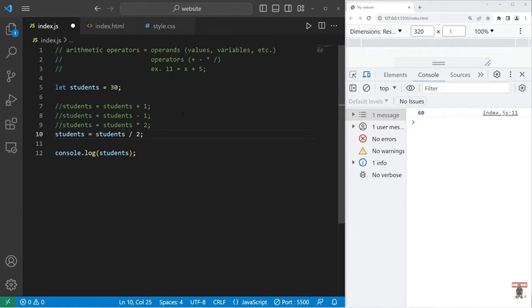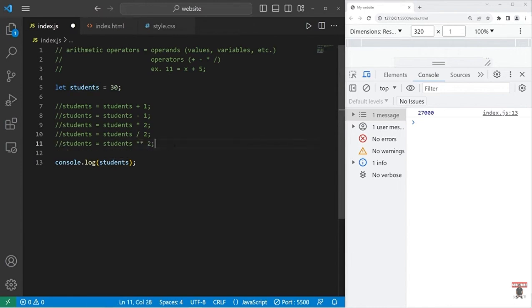Alright, then we have exponents. Exponents is represented by double asterisks. What is students to the power of 2? 900 students. That is a very large class. Maybe it's a lecture or something in a college. So students to the power of 3 would be 27,000. Double asterisks is the exponent operator.